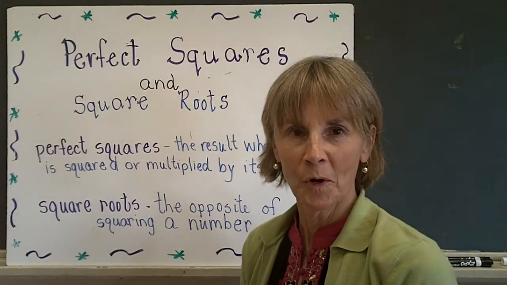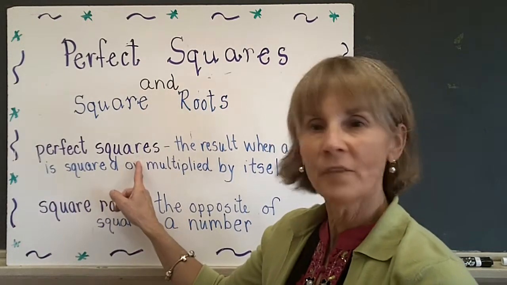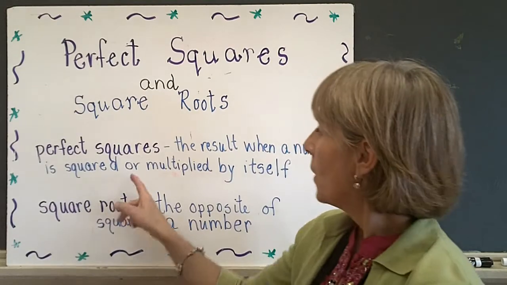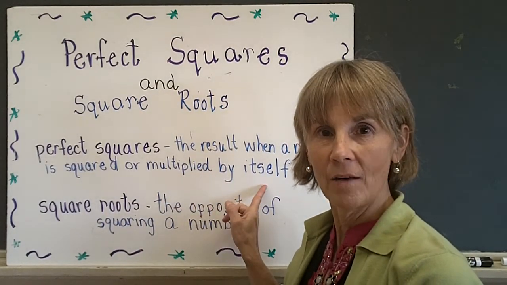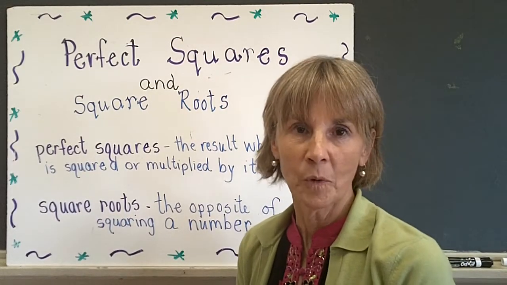Perfect squares and square roots. Let's add these definitions to your notebook. Perfect squares, the result when squaring a number or when a number is multiplied by itself. Square roots are the opposite of squaring a number.